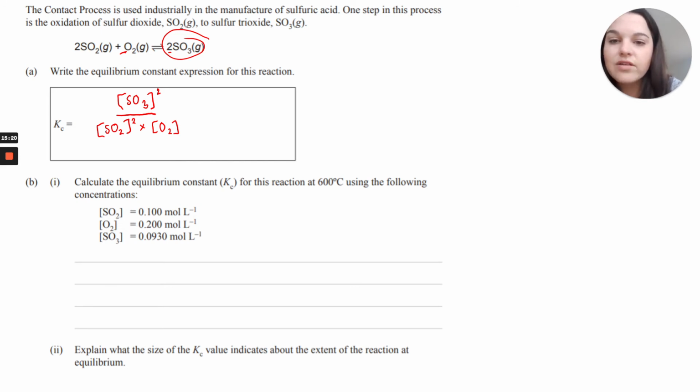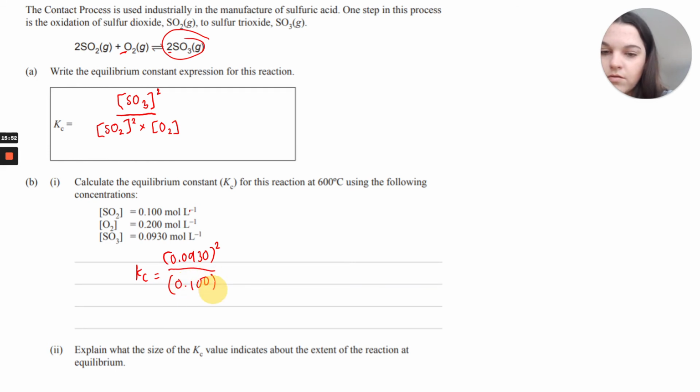Okay, now we're going to calculate the equilibrium constant for this reaction at 600 degrees using these concentrations here. We're going to substitute into what I've already got up there, SO3, 0.0930 squared, don't forget the squared, divided by SO2, 0.100 squared, times oxygen is 0.200. Now if I were you, I would be putting this in your calculator, do this bit first, and then do that top bit divided by shift answer.